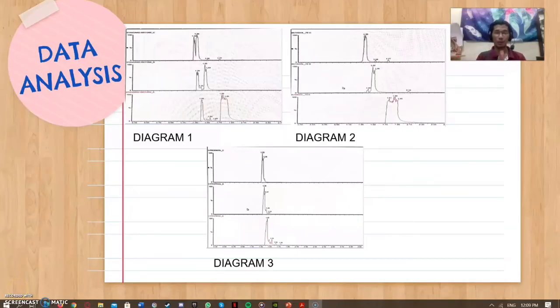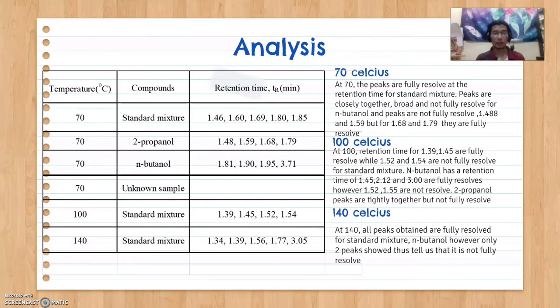Assalamualaikum, and now I am going to continue the presentation with the data analysis. So as we can see, diagrams 1 to 3 are the graphs for each of the substances that we use in gas chromatography. First up, the first diagram is the data we collected for each temperature for the standard mixture. Diagram 2 is from N-butanol, and the third diagram is from 2-propanol.